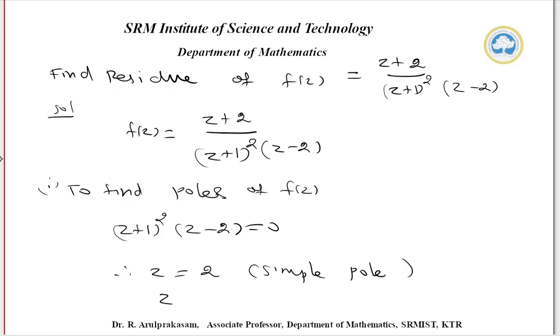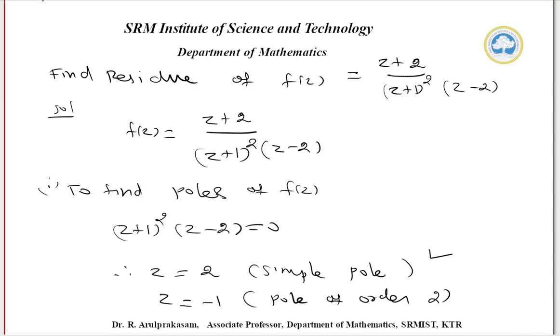Next one is z is equal to minus 1. Here it is a pole of order 2. Next, how to find the residue? For the simple pole, it is using the simple pole formula, and I am getting this residue value. Here, using the pole of order 2 formula, I am getting the residue value.